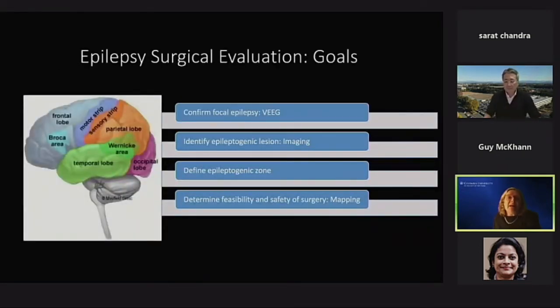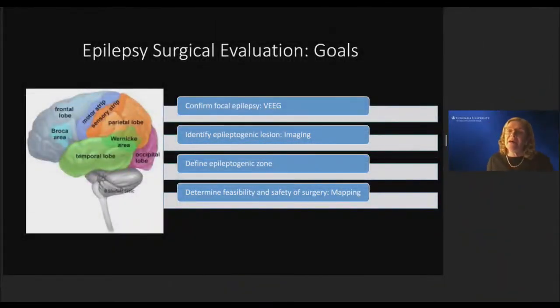So when we think about an epilepsy surgical evaluation, what are our goals? Our goals are to confirm focal epilepsy with video EEG. And we saw that in the case with the EEG as well as semiology. Identify whether there's an epileptogenic lesion, something that we've talked about, in imaging. And what I'll discuss later is how advanced imaging may be helping us better understand or identify lesions that were not previously detected. Defining the epileptogenic zone, and very importantly, as you can see through our discussion earlier, the feasibility and safety of surgery, which mapping can be helpful with, as discussed.